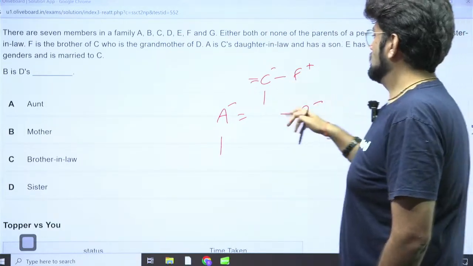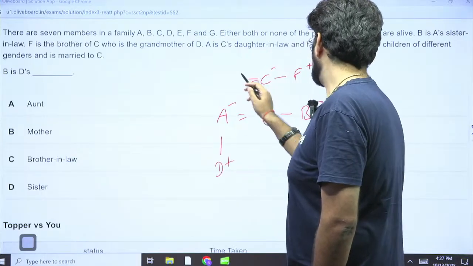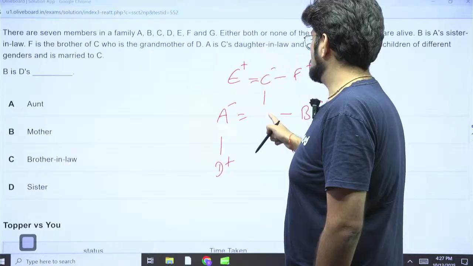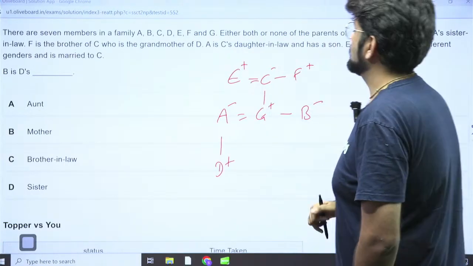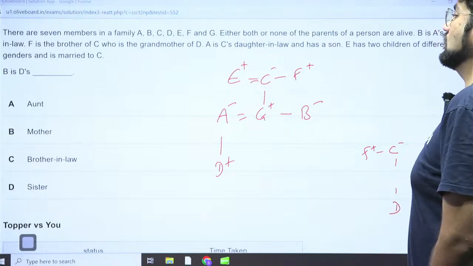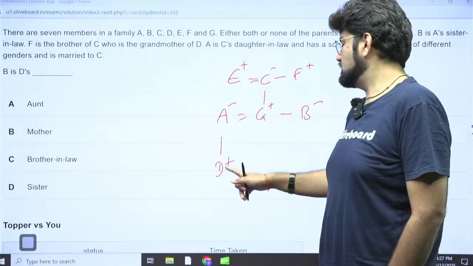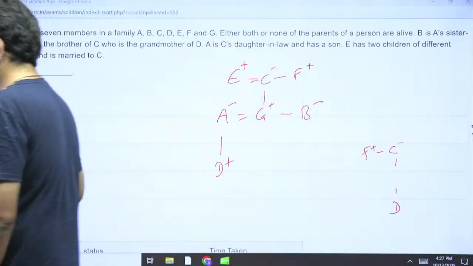Okay, wait. If A has a son, that means D can be the son and E can be here with 2 children of different genders. Are we left with anybody? G. So G will be here. Cool. Now the question is, because there are 7 members in the family, don't force in any new members. So the question is, B is D's, so D's father's sister. B is D's aunt. This was a good question actually.